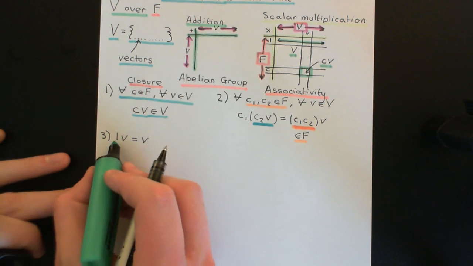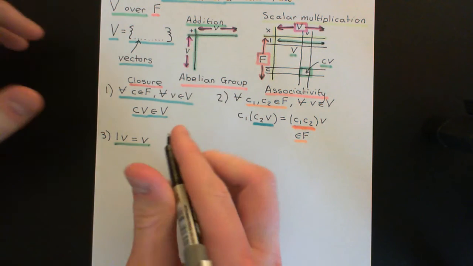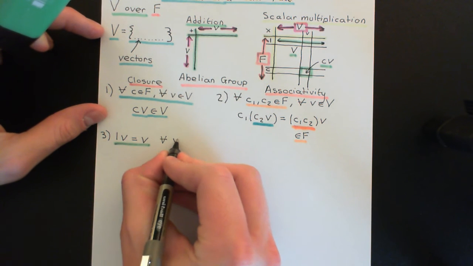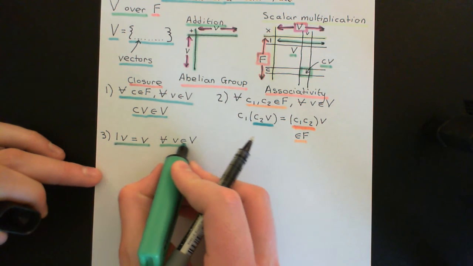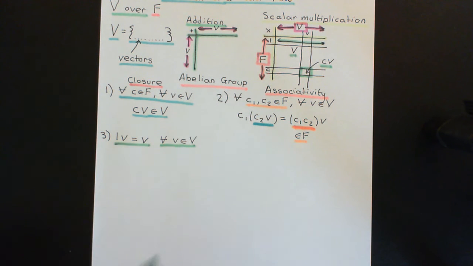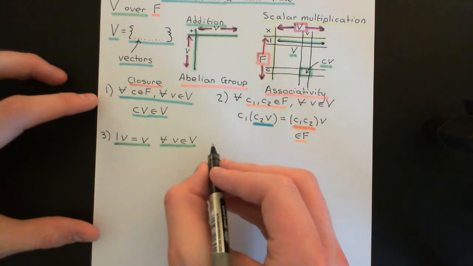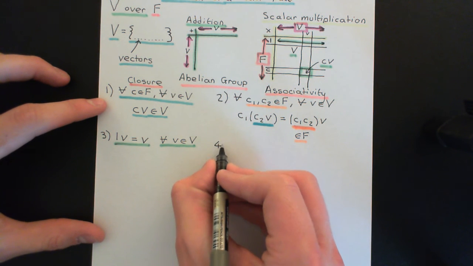Right, so axiom number 3 says that whatever little v you pick from the vector space capital V, the multiplicative identity in the field, 1, scalar multiplied by that vector, must give the vector back again. So that's axiom number 3 then, that the scalar multiplication must obey. And now what we want to go on to is axiom number 4.